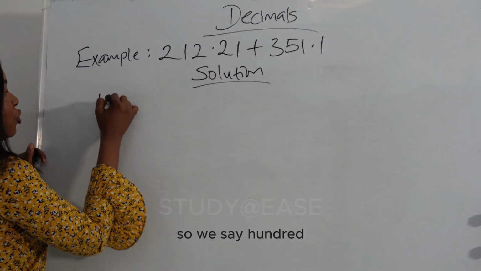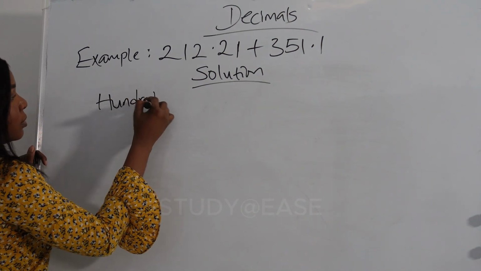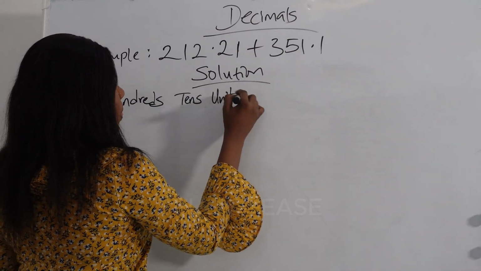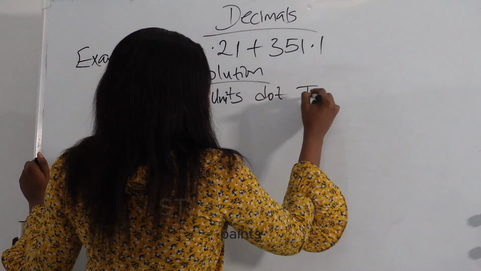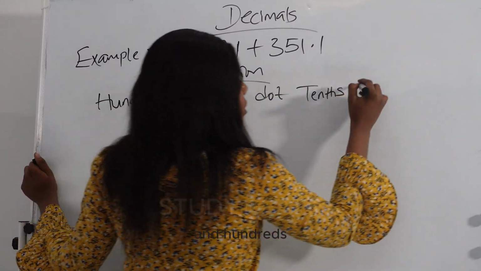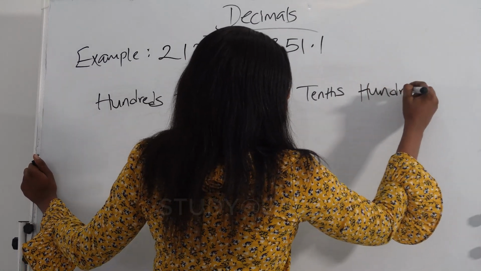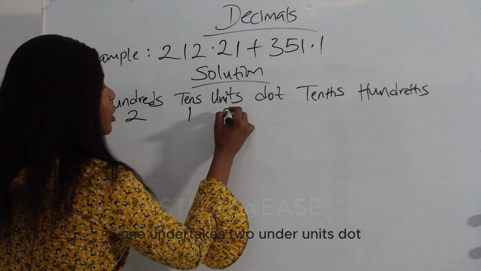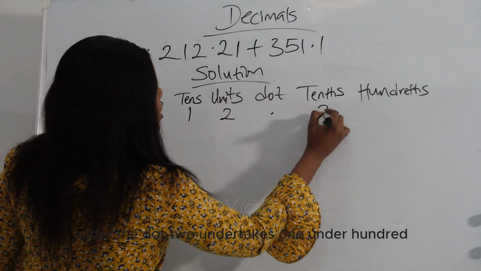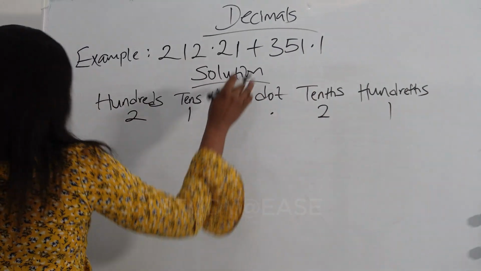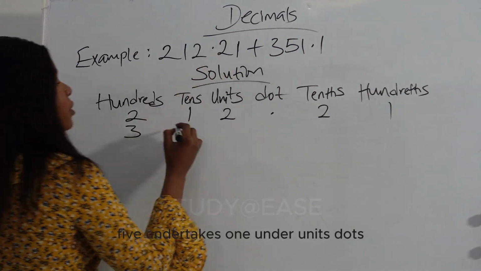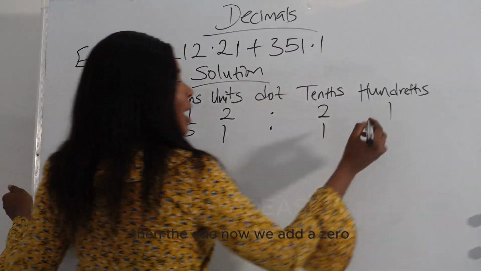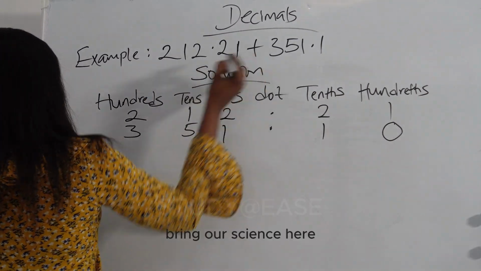So we say hundreds, tens, units, dots, tens, and hundreds. So our 2 will come under hundreds, 1 under tens, 2 under units, dot under the dots, 2 under tens, 1 under hundreds. The 3 will come under hundreds, 5 under tens, 1 under units, dots, then the 1. Now we add a 0. Bring our sign here.